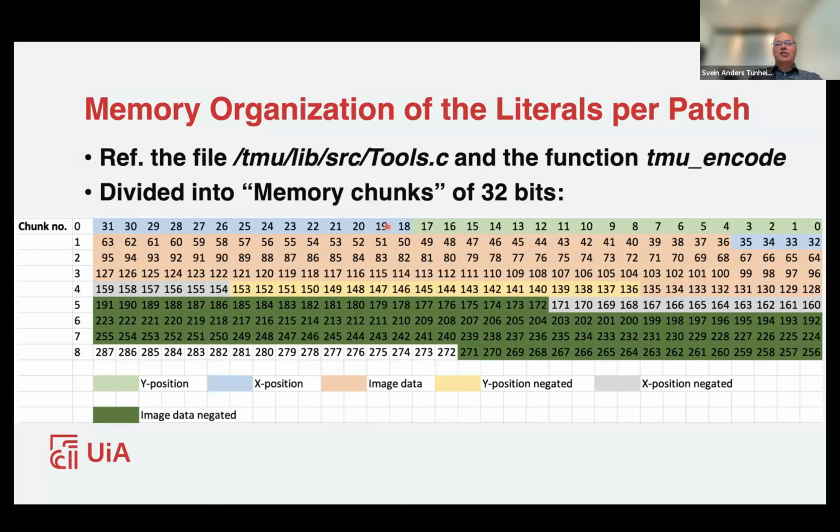Here, this is corresponding to this table. You see, we place the X bits first, then comes the Y bits, then the 10 by 10 image bits from the 10 by 10 window, and the negated versions. There are a few bits which are not used, so we need nine so-called chunks for storing the literals from a single patch.